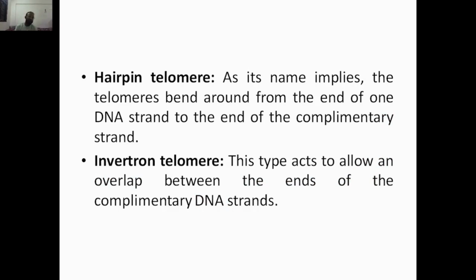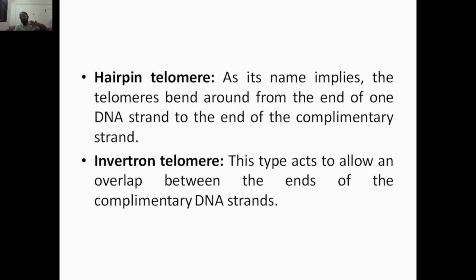So hairpin telomeres. Why is it called hairpin telomere? As the name itself indicates, the structure simply becomes a hairpin kind of structure. That's why the name is hairpin telomere. As its name implies, the telomere bends around the end of one strand of DNA to the end of the complementary strand of DNA. Understanding? Here we need to remember we are talking about DNA strands, not different chromosomes or individual DNAs. Understanding?